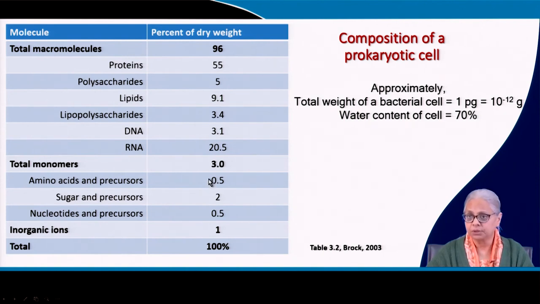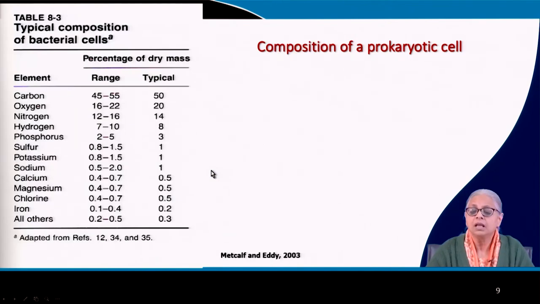The remaining are monomers. So we have polymers. The monomers of proteins are amino acids and their precursors. So you will obviously have some amount of monomers floating around, and that is 0.5%. The monomers of carbohydrates or polysaccharides are sugars. That's about 2%. Nucleotides and their precursors are the monomers of DNA and RNA, and that's another 0.5%. That's in terms of macromolecules.